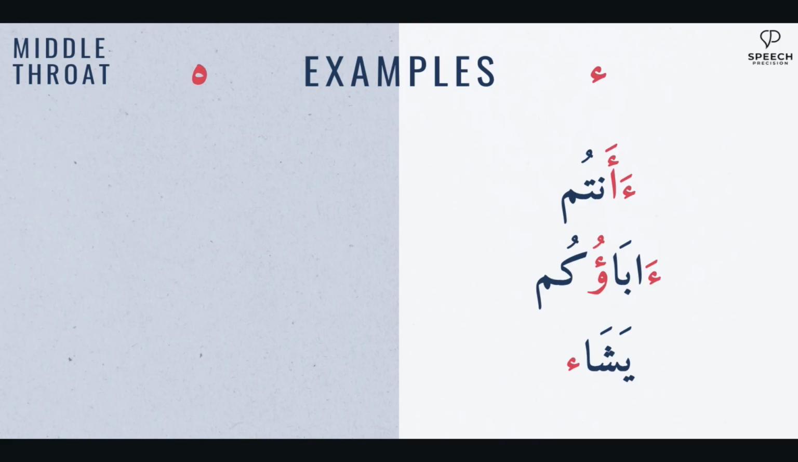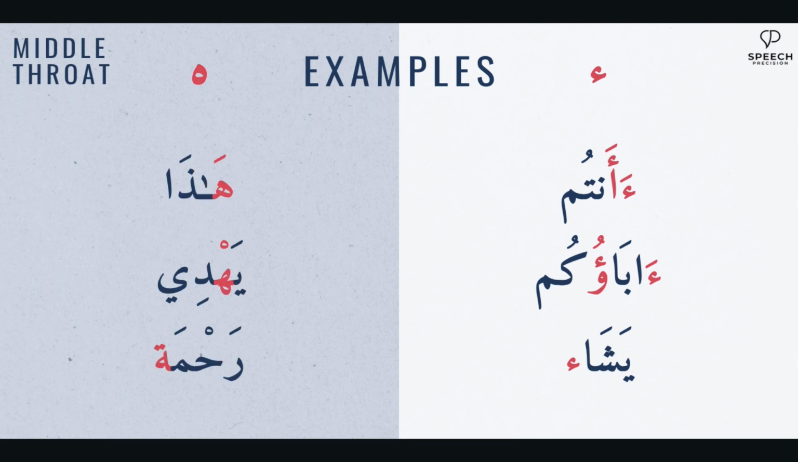You can feel the closure happening at the vocal cords. Pay attention to the ha in these words. The ha is a very weak letter. It has a lot of weak characteristics. So really take care of the ha as you're pronouncing these words.